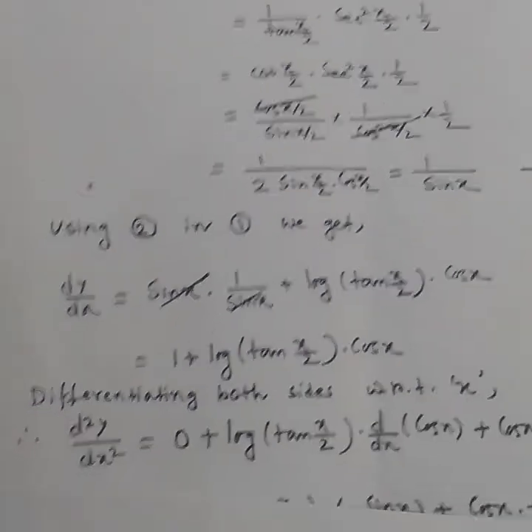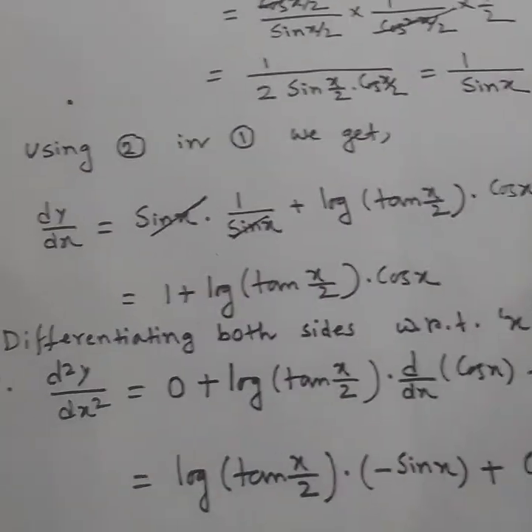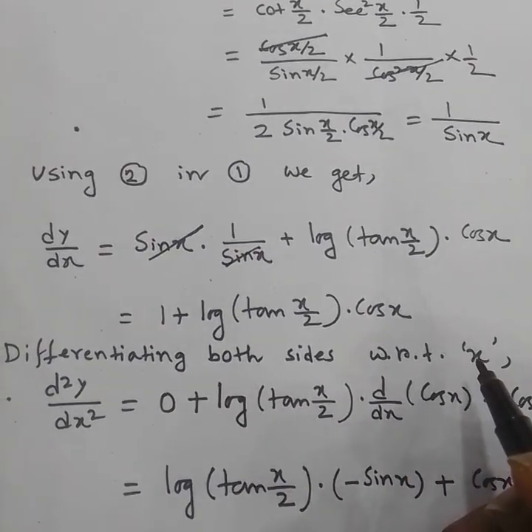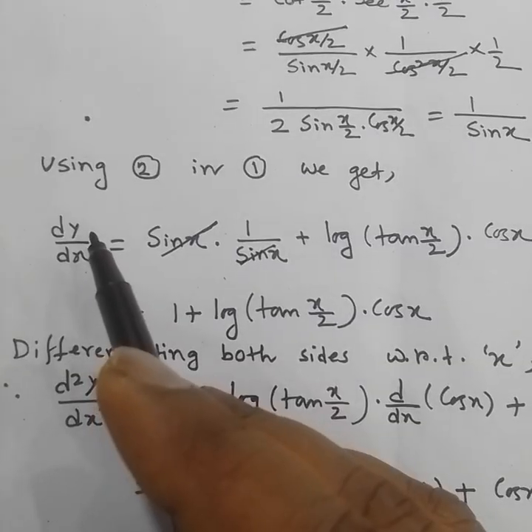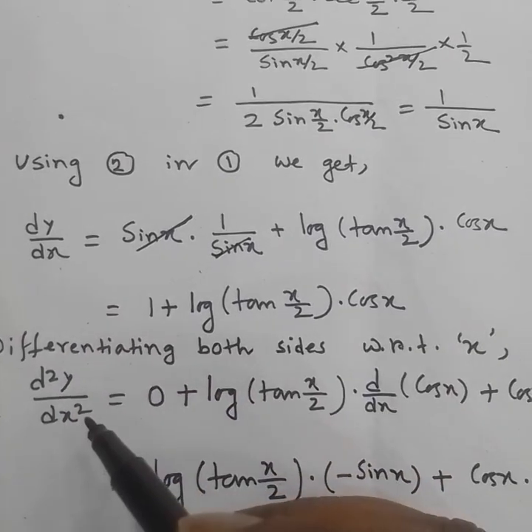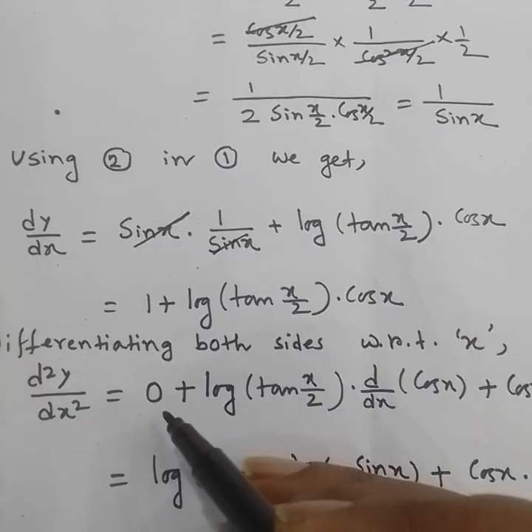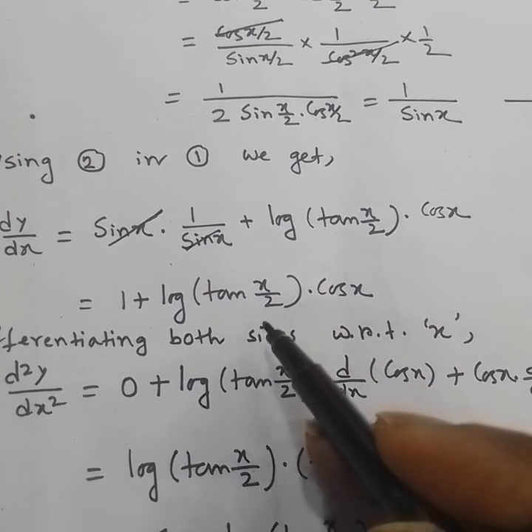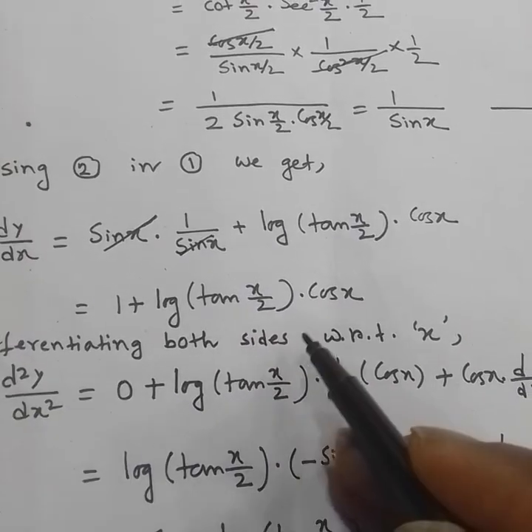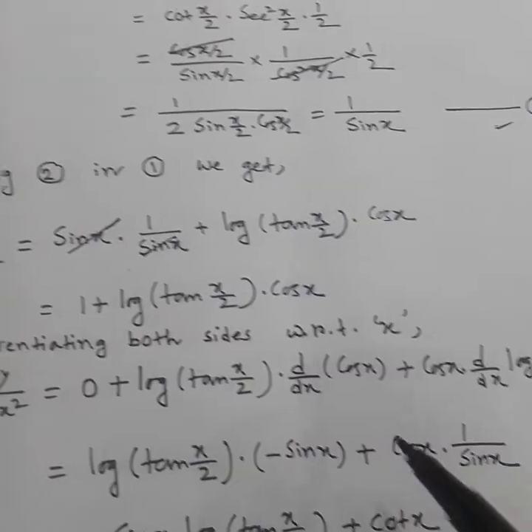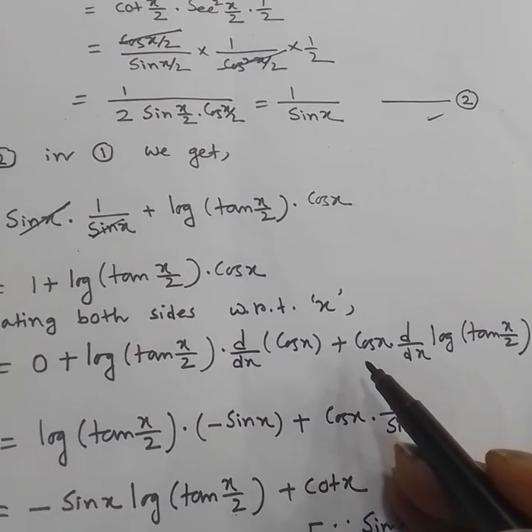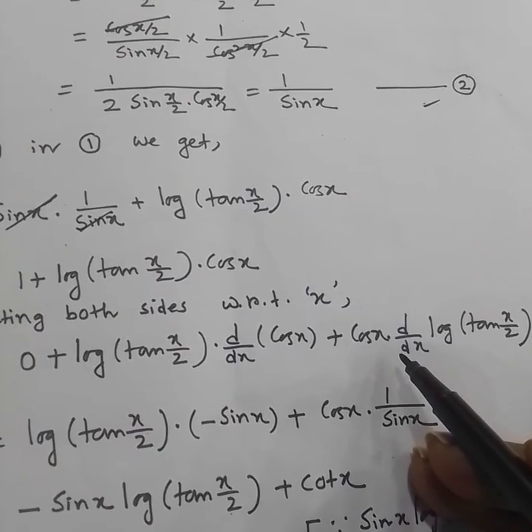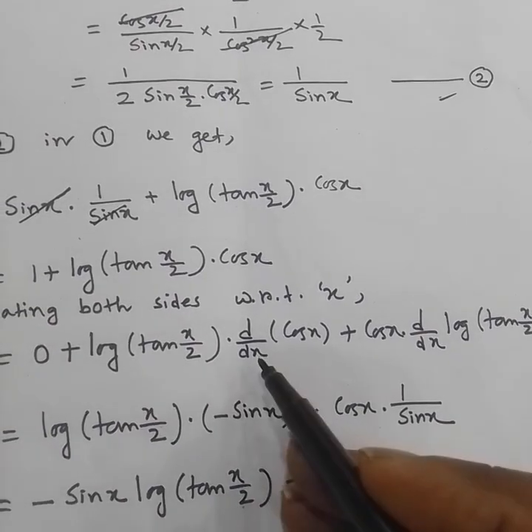Now we will differentiate both sides again with respect to x. Then dy by dx becomes d2y by dx2, and the derivative of 1 becomes 0. And here we will again apply the u into v two-function formula of derivative: the first function remaining unchanged, derivative of the second, d by dx of cos x, and the second function remaining constant, derivative of the first function.